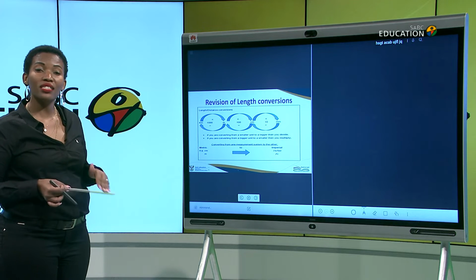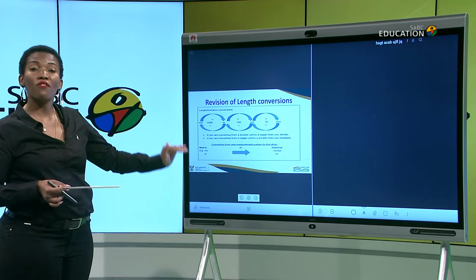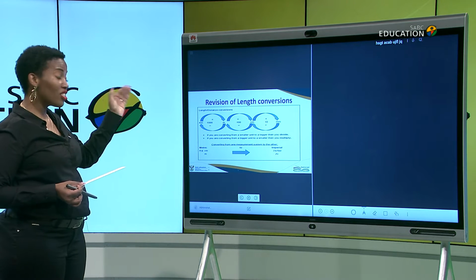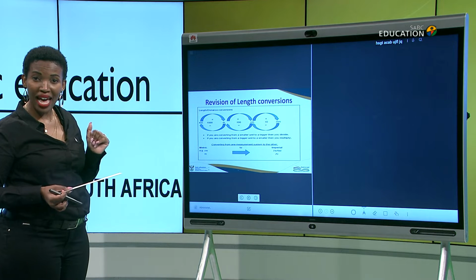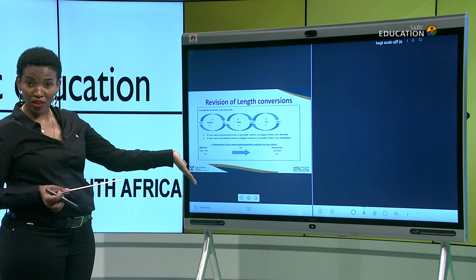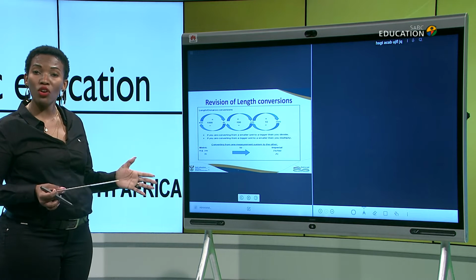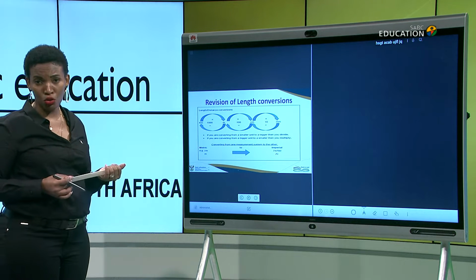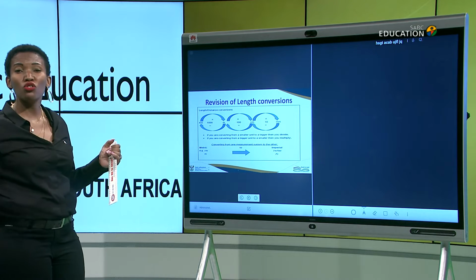And grade 12 learners, you are expected to know these conversions by head. They will not be given to you. For the metric conversions, you must know them by heart. But if it's the imperial conversions, like your feet, your pounds, you don't have to know them. They will be given to you. But for our metric, you need to know them by heart.